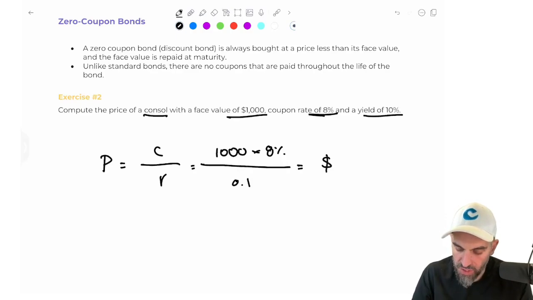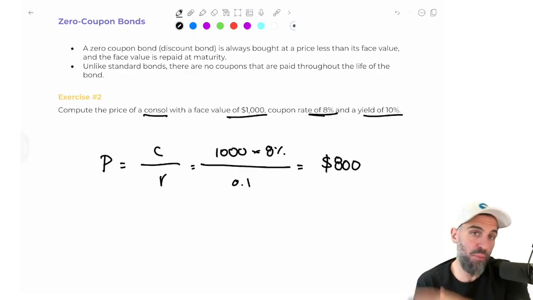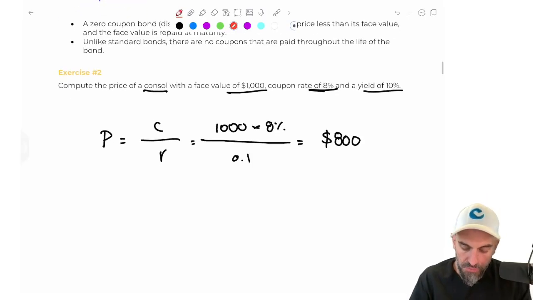So if you do the math on this, it's $800. The price of this bond, if you wanted to buy it today, would be $800. You pay $800 and you will receive these coupon payments perpetually forever. Okay. Now, is this bond a premium bond or a discount bond? Think about that for a moment.